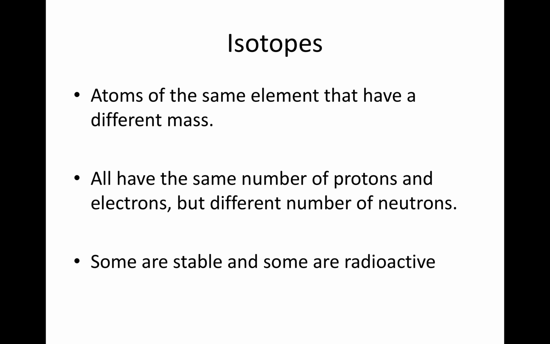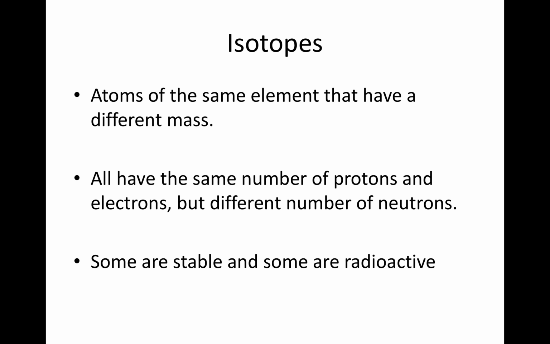So what is an isotope then? We know that there are atoms of the same element that can have different masses. The reason they have different masses is that they have the same number of protons, the same number of electrons, but a different number of neutrons. Some of those isotopes are very stable, and some of them are radioactive, meaning that they are less stable.